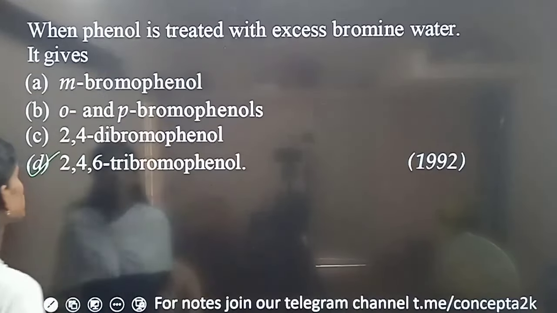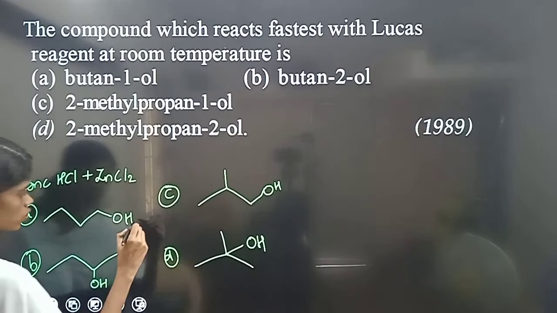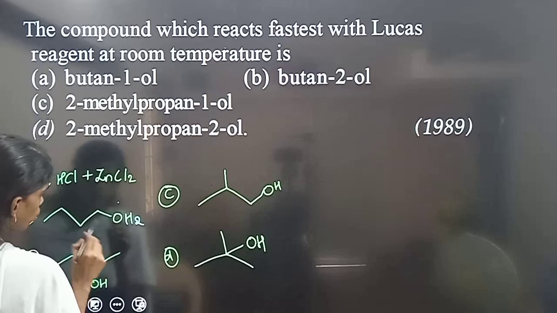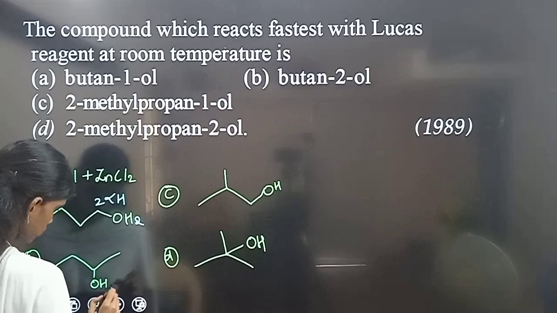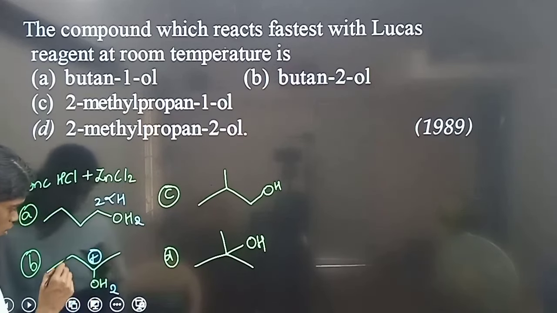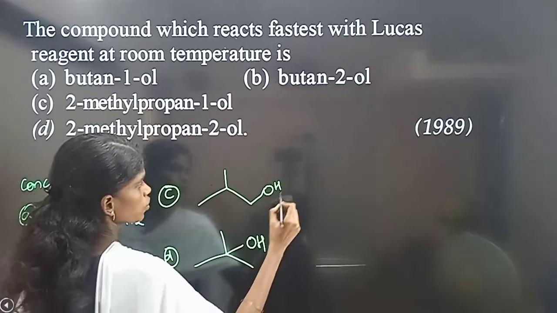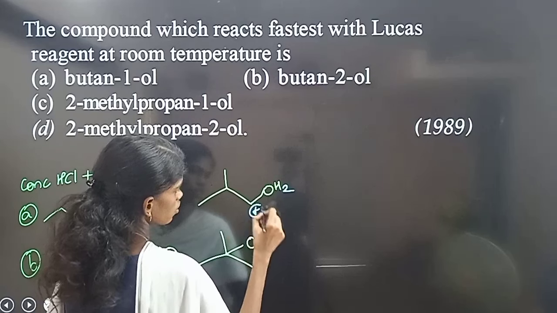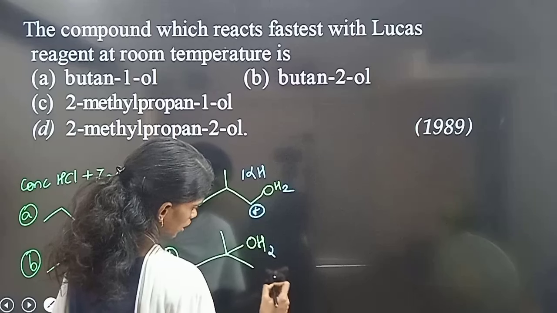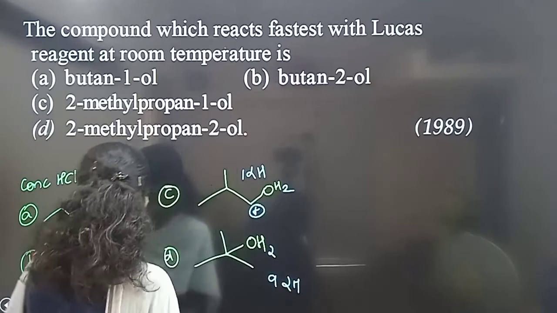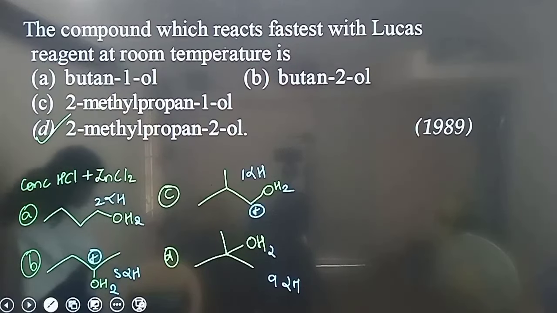So just like the last question in your discussion, with the presence of a number of alpha hydrogens, on protonation a carbocation will be formed here. So 2 alpha hydrogens, then 2 plus 3, 5 alpha hydrogens, then 1 alpha hydrogen, and 9 alpha hydrogens. So option D is the right answer. 2-methylpropan-2-ol is the right answer.